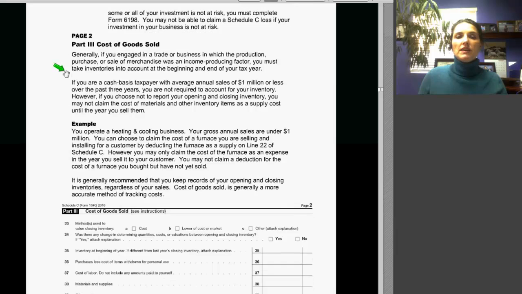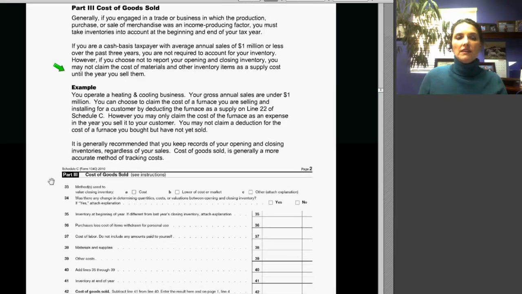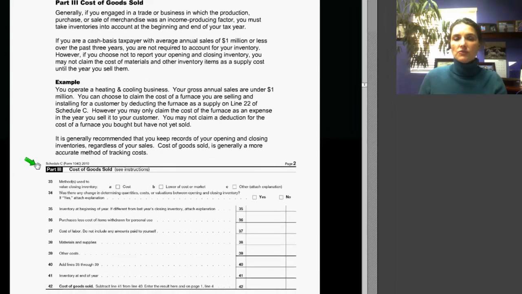Page 2 of Schedule C is where we get into cost of goods sold. And here is the cost of goods sold section of Schedule C. Generally, if you engage in a trade or business in which the production, purchase, or sale of merchandise was an income-producing factor, you must take inventories into account at the beginning and end of your tax year. If you are a cash-basis taxpayer with average annual sales of $1 million or less over the past 3 years, you are not required to account for your inventory.